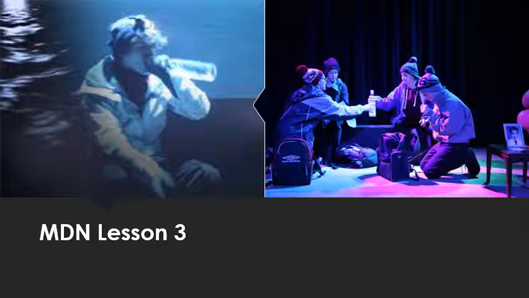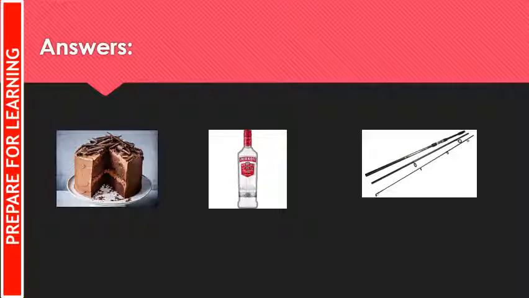This is Missing Dan Nolan lesson 3. In the previous lesson, I asked you to think about these three objects and how they link to the play Missing Dan Nolan. We have a chocolate truffle cake, a bottle of Smirnoff vodka, and a fishing rod. All three of these items are really key within the story.